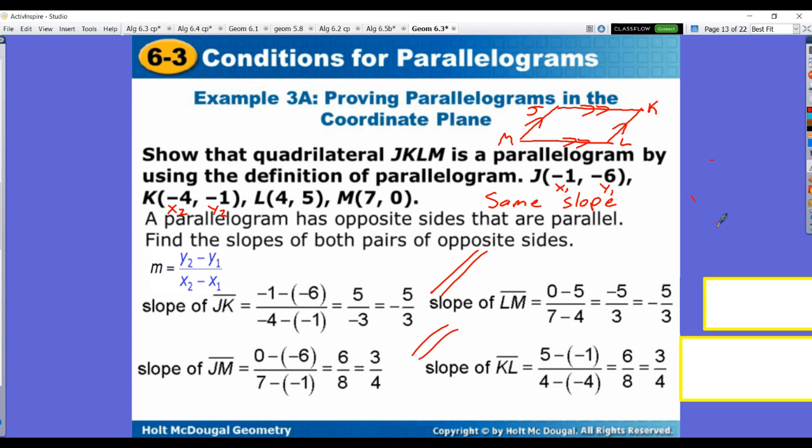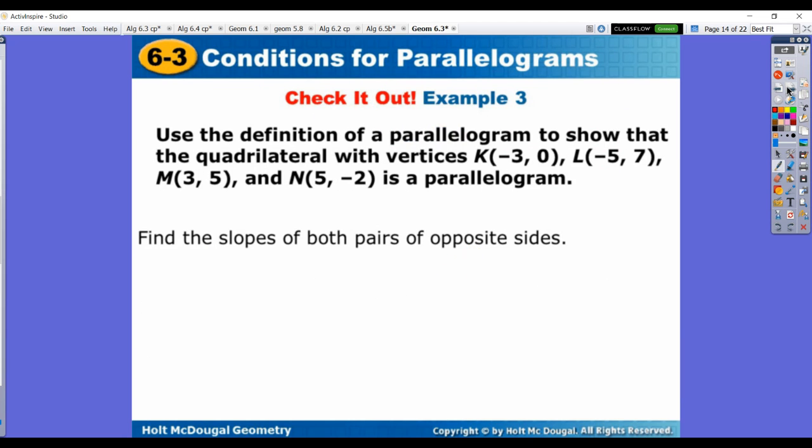I'll have you try one on your own, and then that'll be it for our notes today. Try this, see what you come up with. Maybe sketch yourself a little parallelogram if you want to get a visual. Calculate the slopes, see if indeed they do have parallel sides. Pause the video, take a couple minutes to work this out.